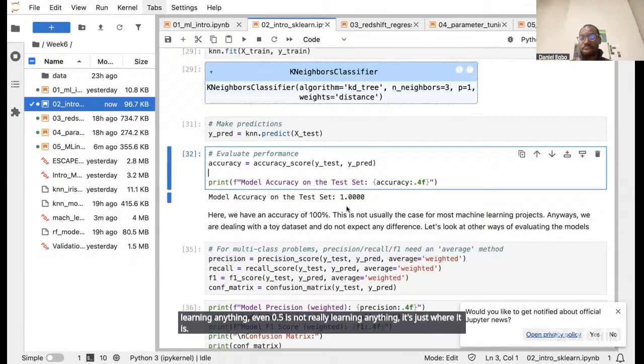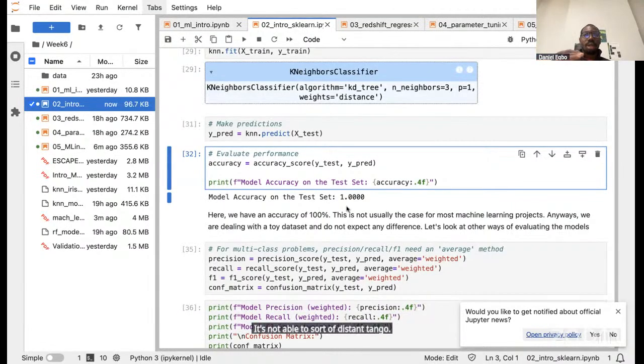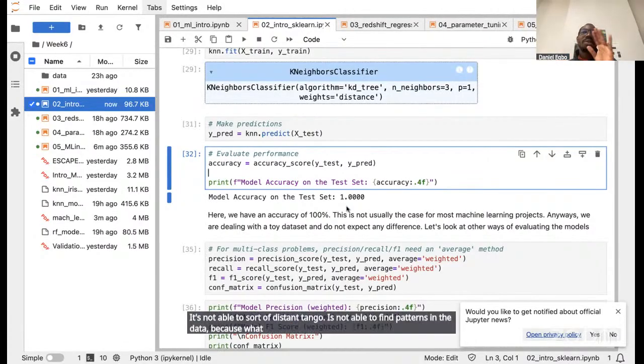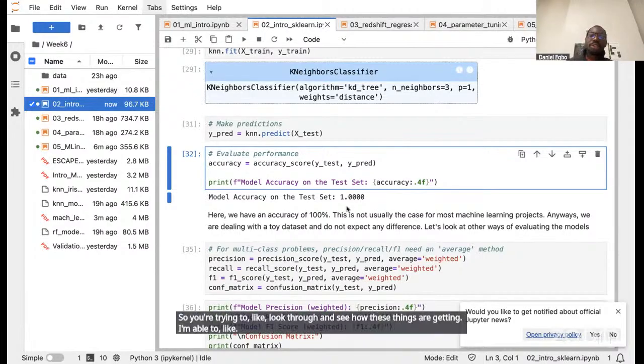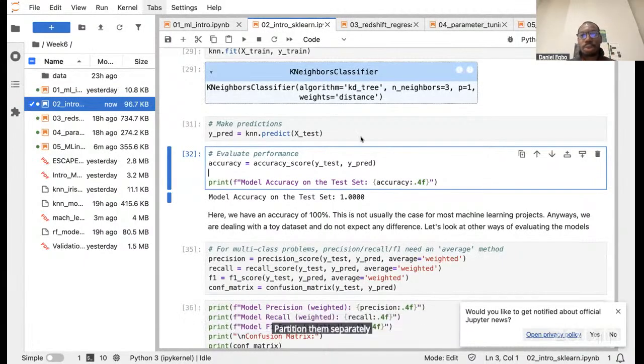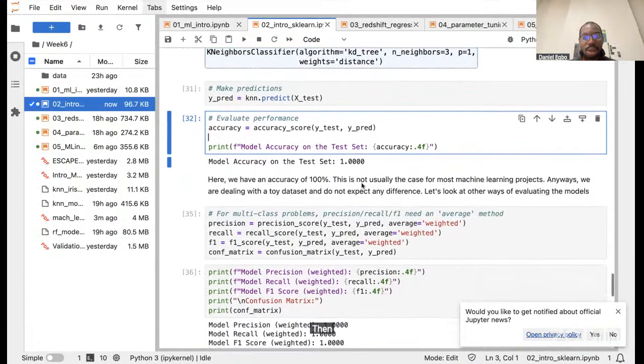It's not able to disentangle or find patterns in the data, because what you are doing is pattern finding. You want to see how these things are related, so it's more like a graph. You're trying to look through and see how these things are related and partition them separately. If it's not able to do so, then you know it's not learning. In this case, this is 100%. But like I said, this is a toy data set.